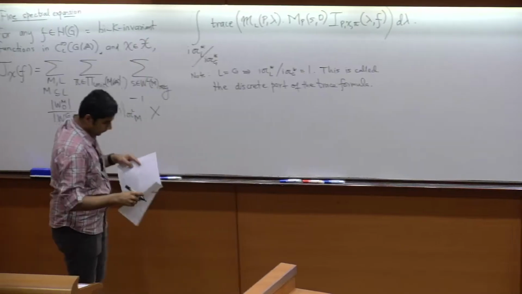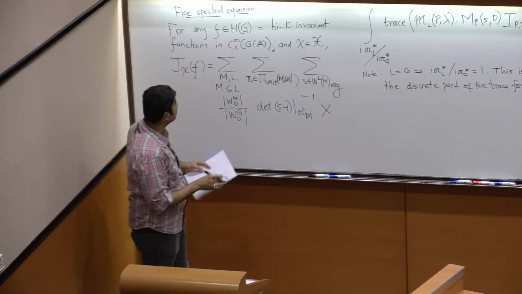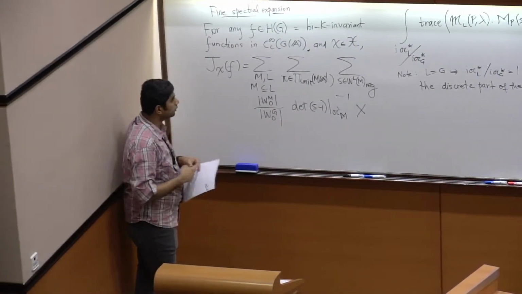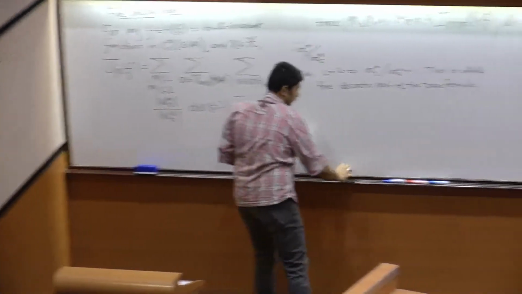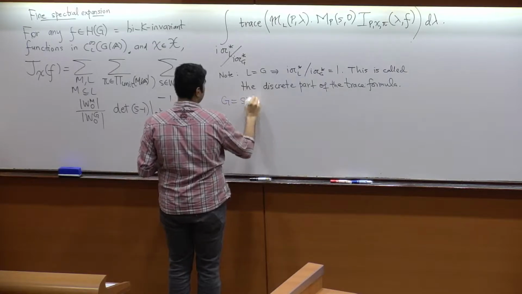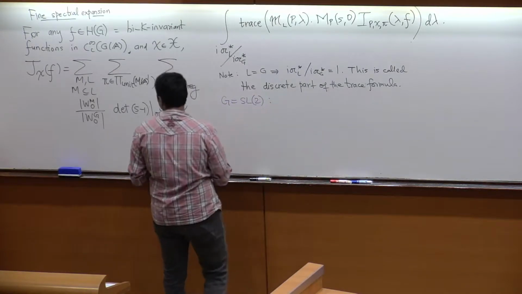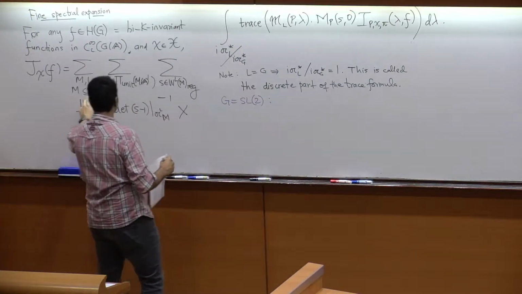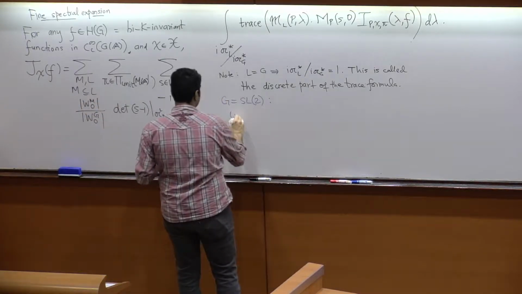Okay, and let us write all the terms explicitly for SL2. So when G is SL2, there are only two choices of Levi subgroups, M0 and G. So there are three cases here.